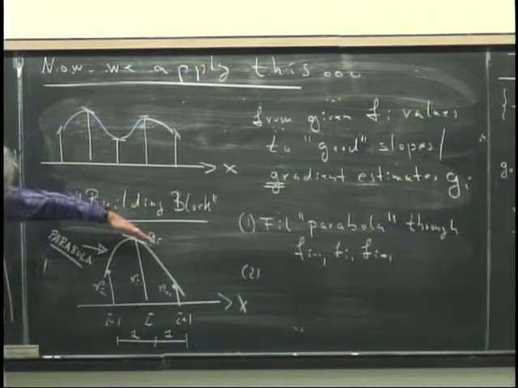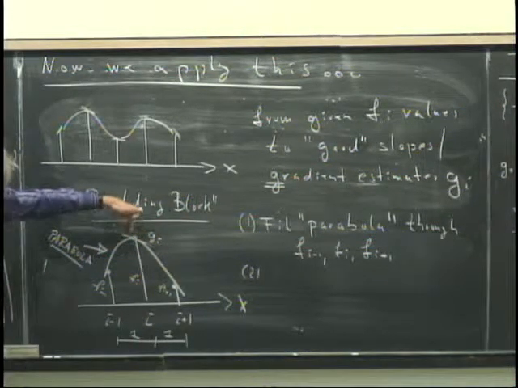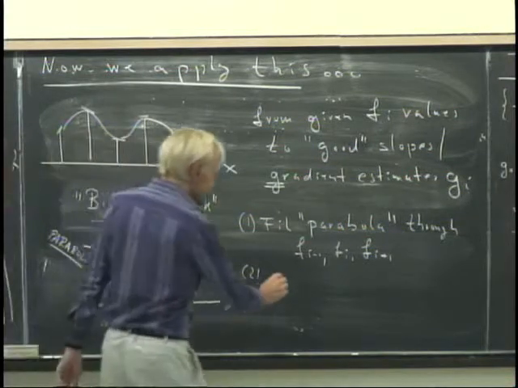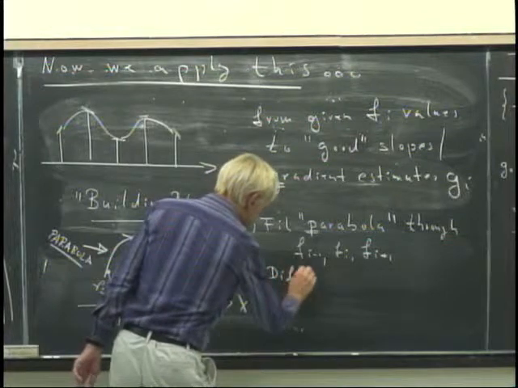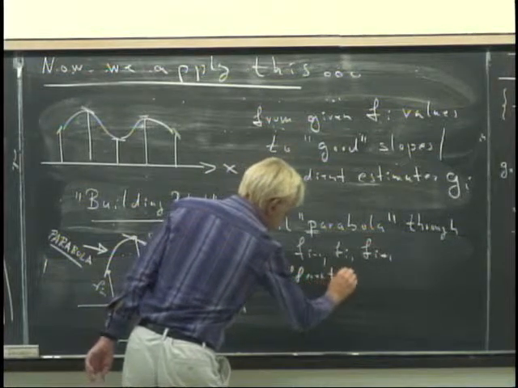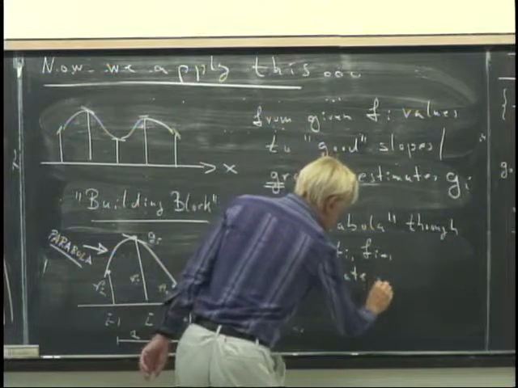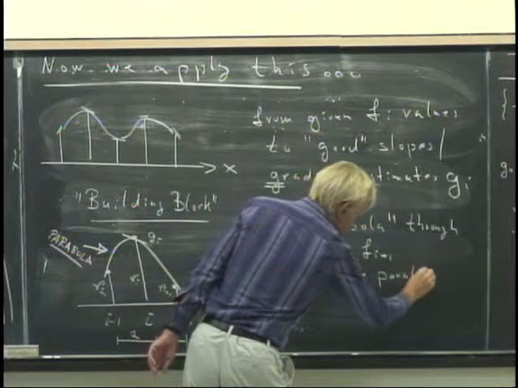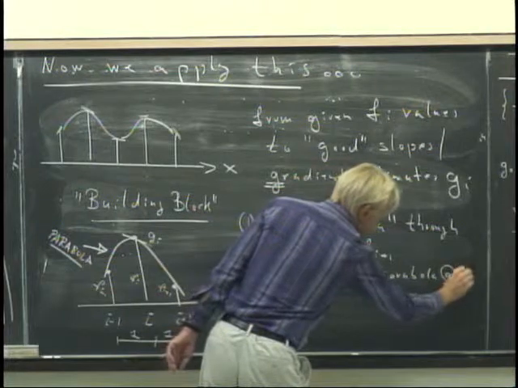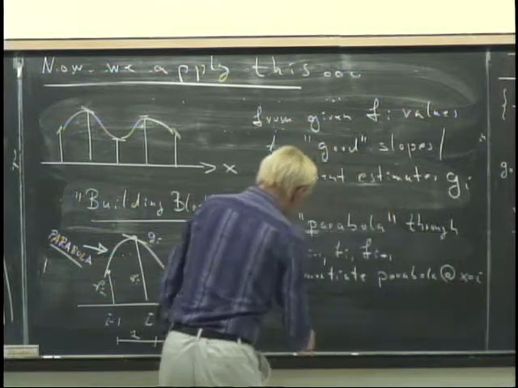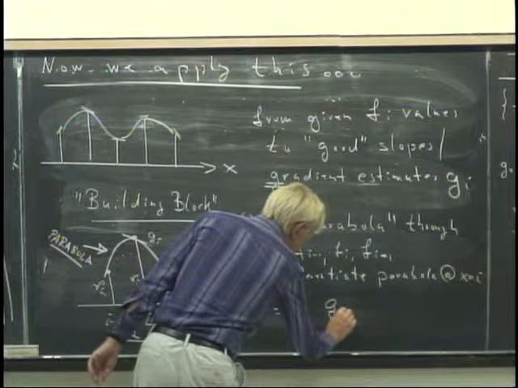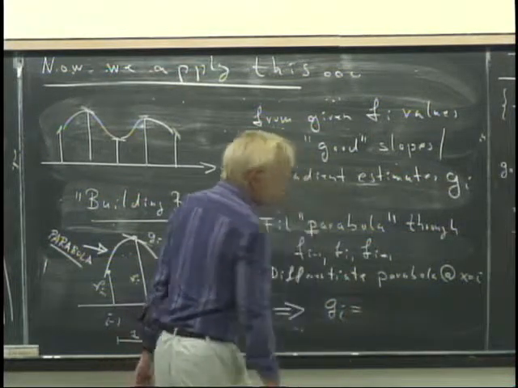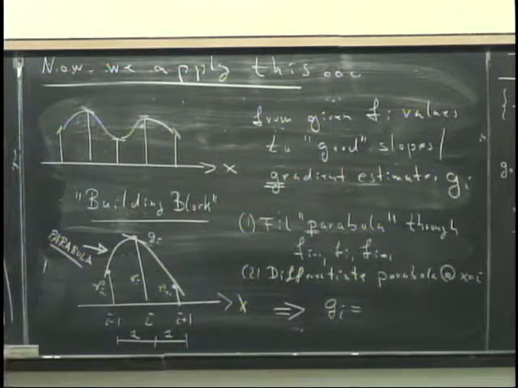And when I differentiate the parabola, I get a good estimate for this location, i. Differentiate this parabola at location x equals i, and you get the derivative there, g_i equals... Someone tell me what that is. You've seen it in graphics and visualization. This formula is, again, a universal formula.